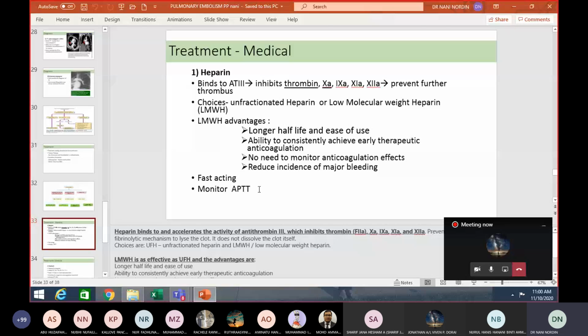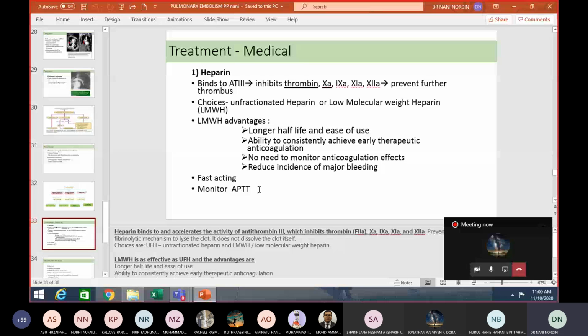Did you all learn this in general patho? I forgot. About APTT? Yes, yes, we did.